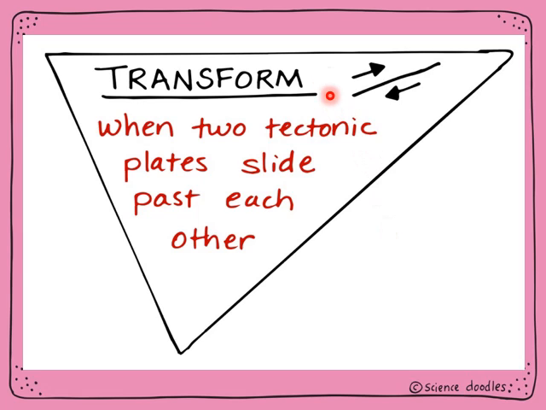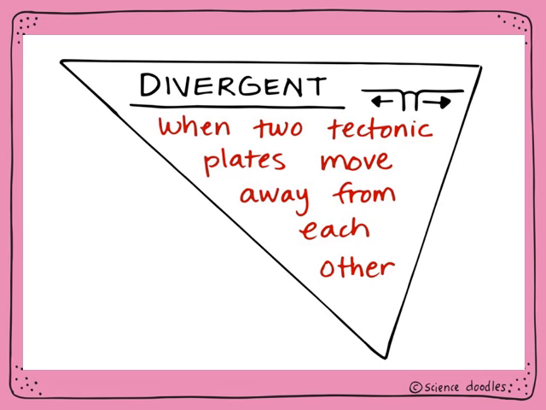A transform boundary is when two tectonic plates slide past each other. So again, moving side by side, but not moving towards or away from each other. Divergent is when two tectonic plates move away from each other. So this one is moving to the left, this one's moving to the right, and then again that magma fills up the gap in between.